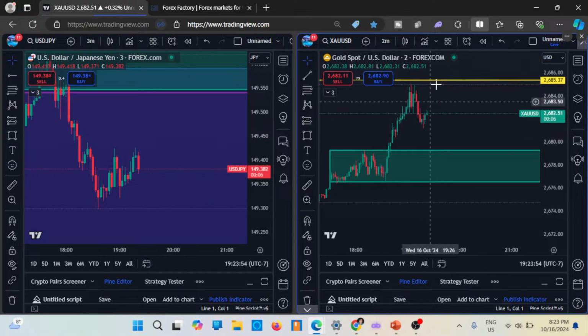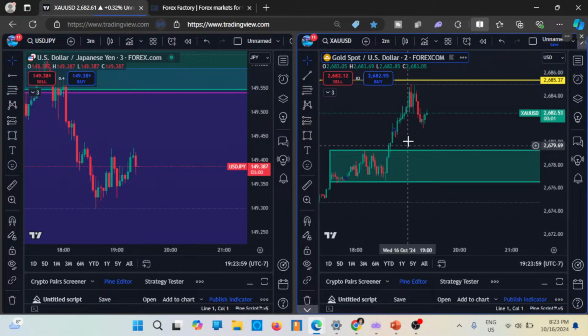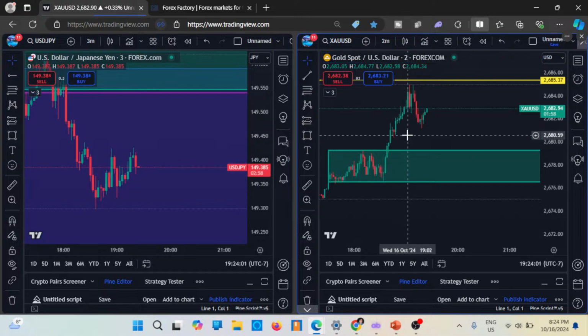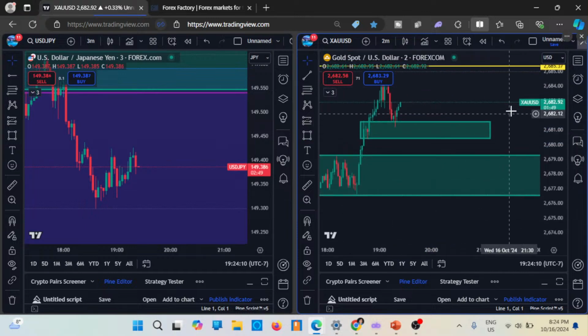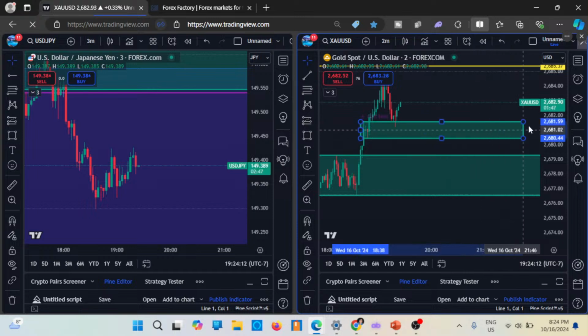If we're going to anticipate the price to break out of this resistance, we want to look to enter buyers around 26.79. That's the first good area to look for potential buys. And we have a minor support here, which price is currently using to push back up. As you can see, we have the support that price is actually using.